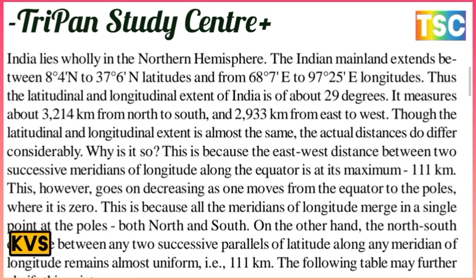This is because all the meridians of longitude meet at a single point at the poles, both north and south. On the other hand, the north-south distance between any two successive parallels of latitude remains almost uniform. The 111 kilometers is the most important point here. The following table may further clarify this point.